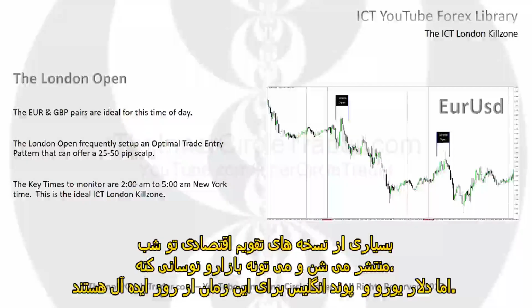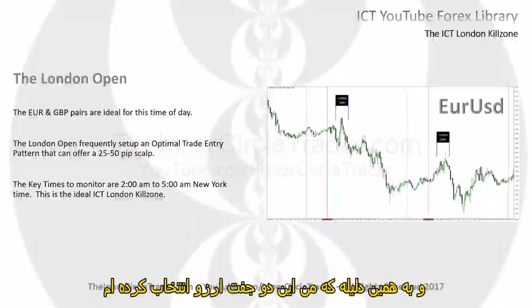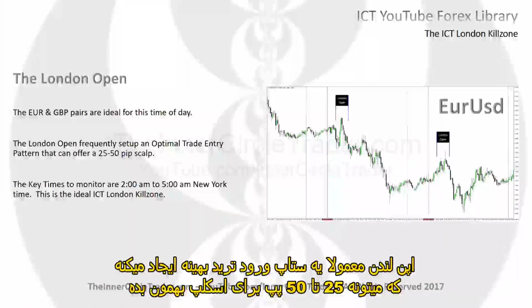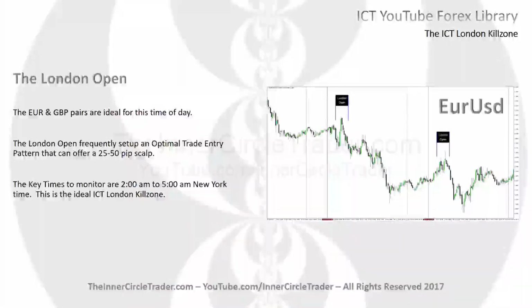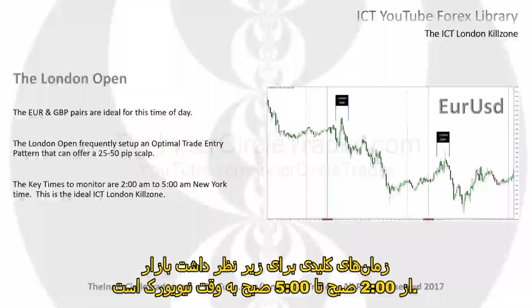A lot of economic calendar releases come out overnight, and they can be very volatile. But the euro dollar and the British pound pairs are ideal for this time of day, and that's why I've elected to trade those two pairs. The London Open frequently sets up an optimal trade entry pattern that can offer 25 to 50 pips for a scalp. The key times to monitor are 2 a.m. to 5 a.m. New York time.